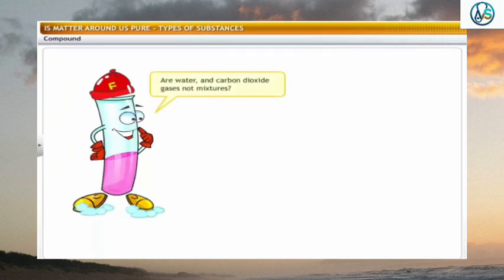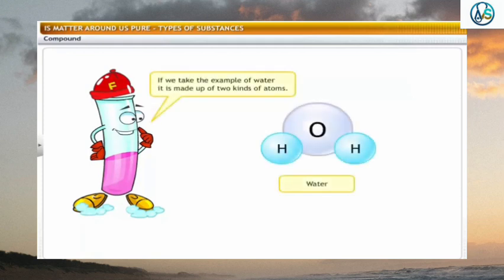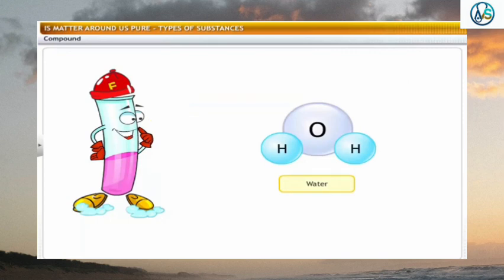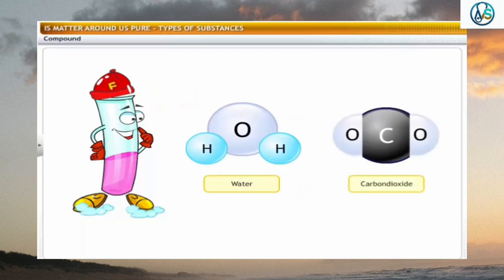Are water and carbon dioxide gases, not mixtures? No. Why? If we take the example of water, it is made up of two kinds of atoms. Yes, you are right. Water is made up of oxygen and hydrogen atoms, but still, it is a pure substance. How? Water and carbon dioxide are examples of compounds. Compounds? Another set of substances.